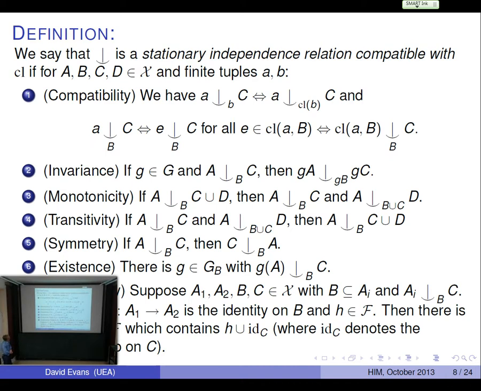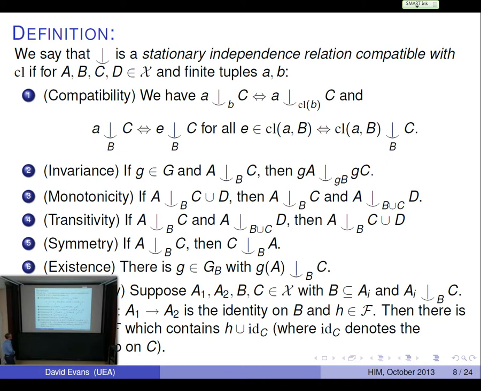So 6 says, let's just read it. If I'm given A, B, and C, then there's an automorphism g fixing B which moves A to something which is independent from C over B. So if this were algebraic closure, where we just meant by this intersection, we might be saying something like, if A, B, and C are algebraically closed, then I can move A so that its intersection with C is contained in B.